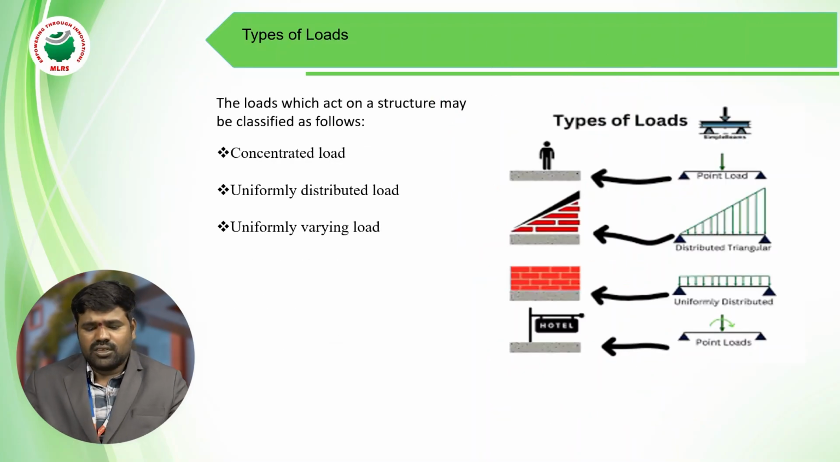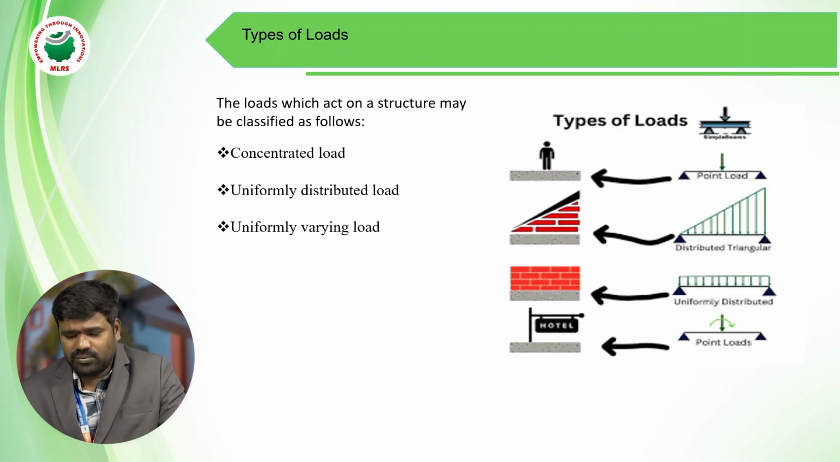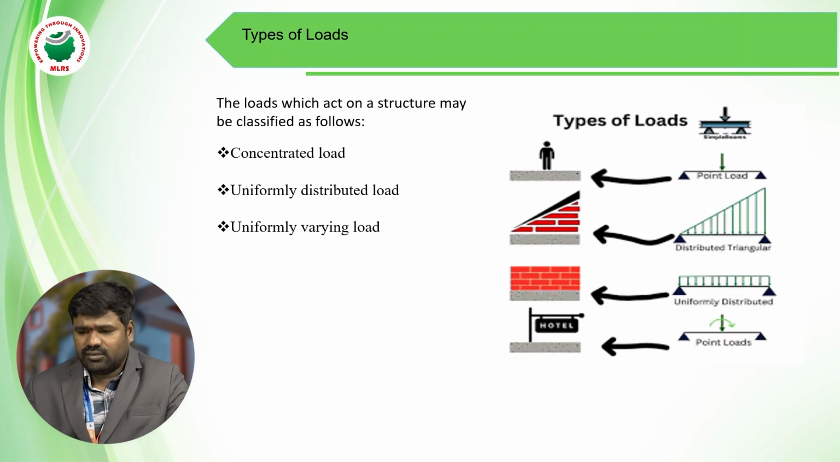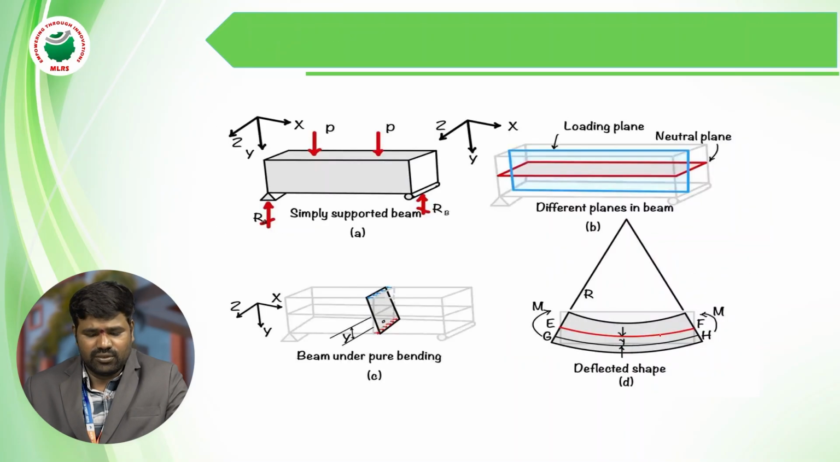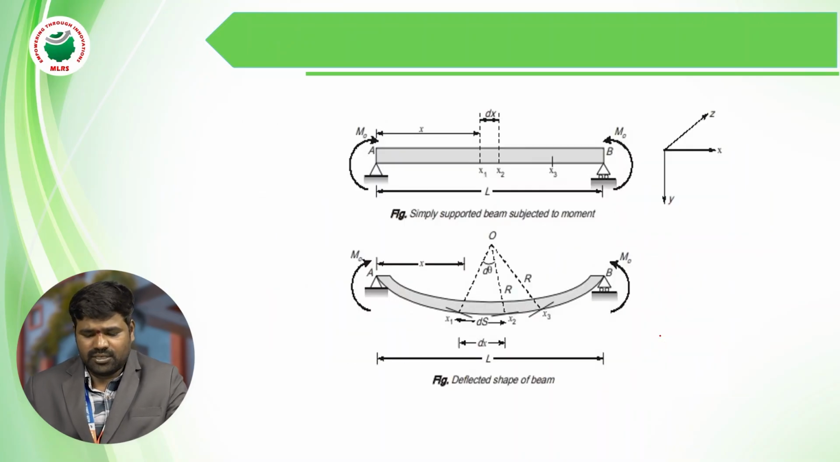Next, types of loads: concentrated load, uniformly distributed load and uniformly varying load. These are the types of loads. Point load means at midpoint or center point. Uniformly distributed load, distributed to triangular section, different types of loads. These are the figures of bending moment diagrams, deflection of the beam, and simply supported beam subjected to a moment.